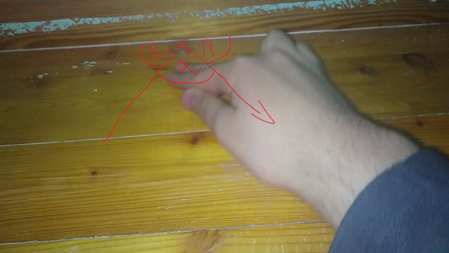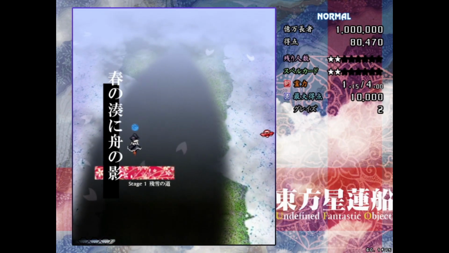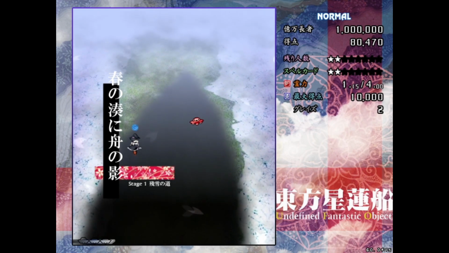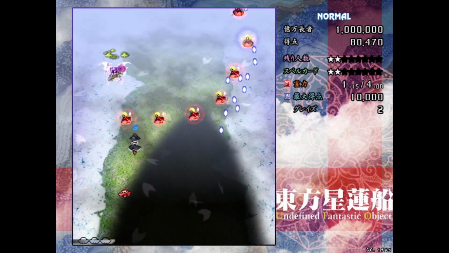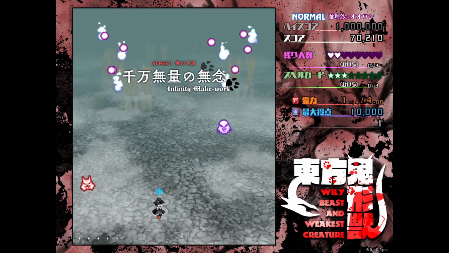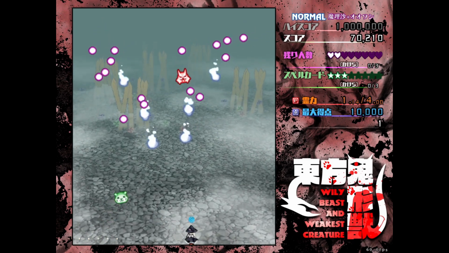In real-world physics, if an object bounces off a wall, the angle with which it bounces off is the same as the angle with which it approaches the wall. The UFO tokens in Undefined Fantastic Object behave in a very similar way. The animal tokens in Wily Beast and Weakest Creature seem to have completely different behavior. And that behavior is actually a lot more complicated than you think.